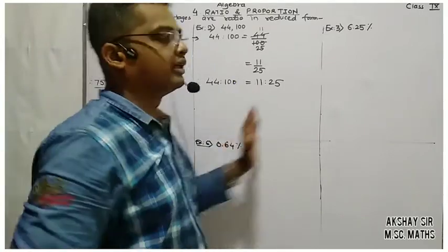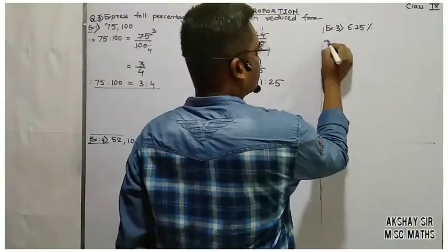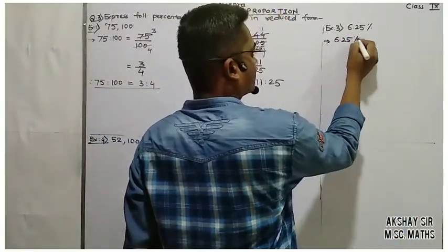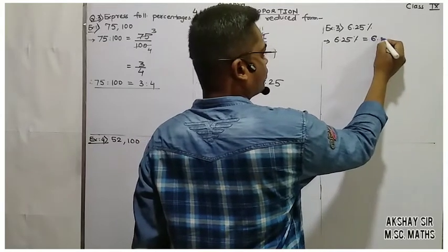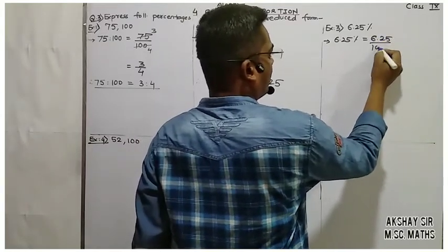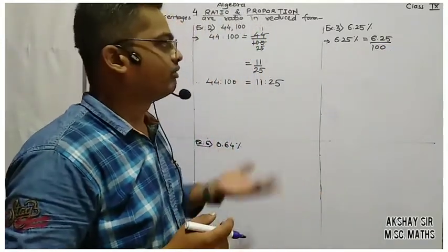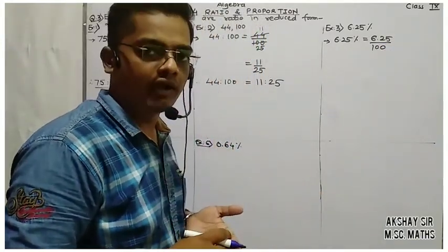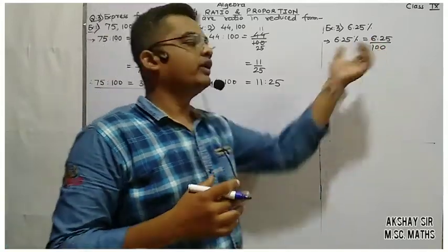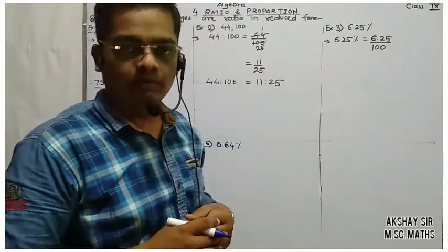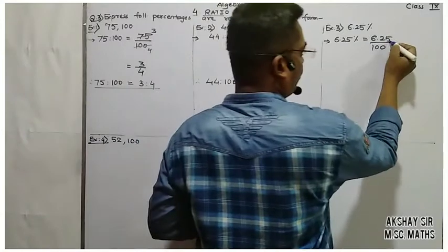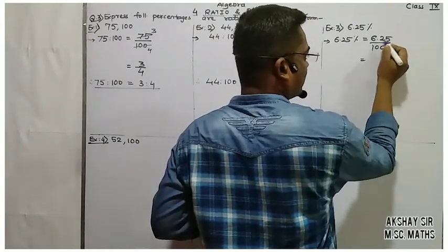Next, the third one, it is given in decimal points. So 6.25% is the same as 6.25 upon 100. So percentage means the denominator is 100. Now it will be better to solve, simplify or bring it into reduced form if we try to eliminate the decimal fraction. So here there are 2 digits after the decimal point. Look here, 2 places.